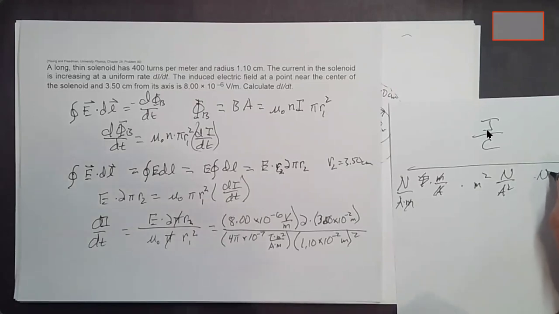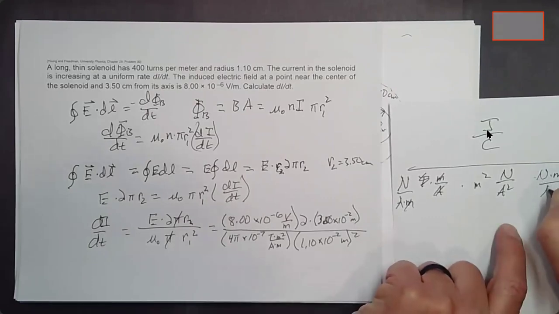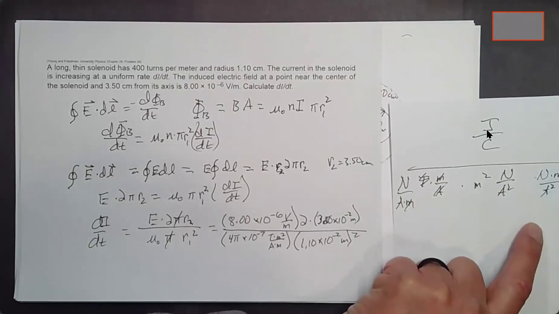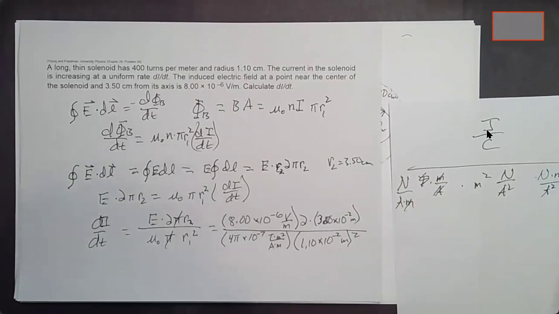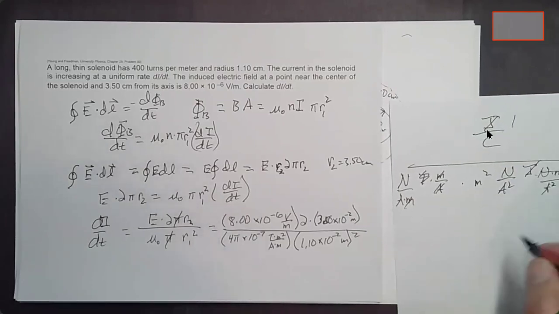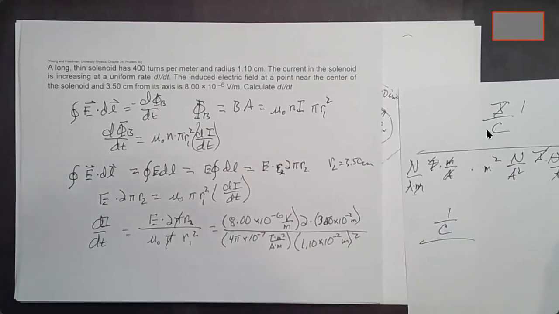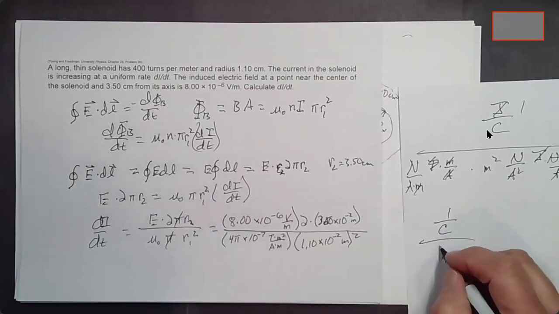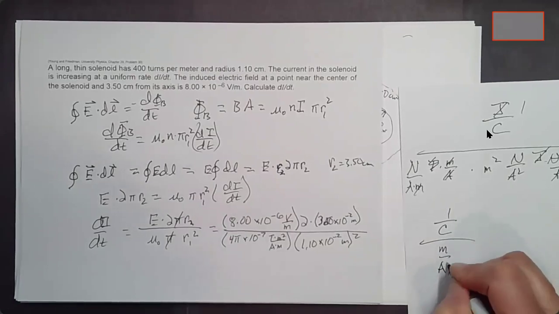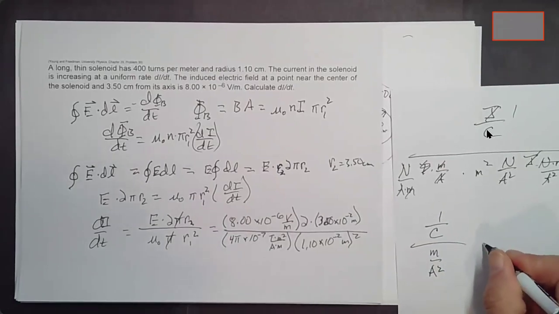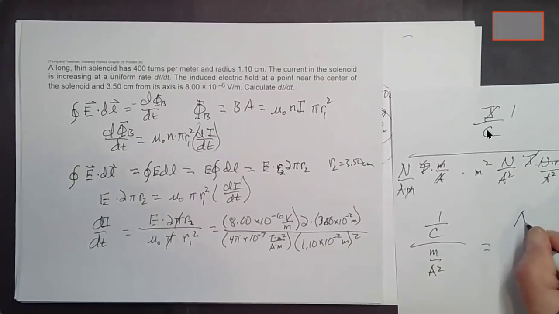I would have, maybe, newton meters per amp squared times another meter. And this is the joule. So that takes care of that joule, and this will be 1 over coulombs. So 1 over coulombs times a meter over an amp squared is an amp squared over a coulomb meter.